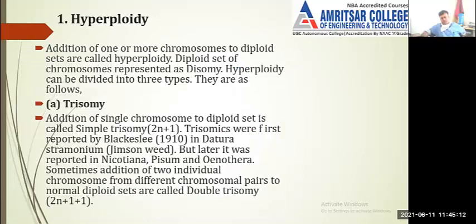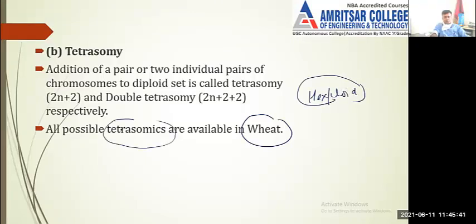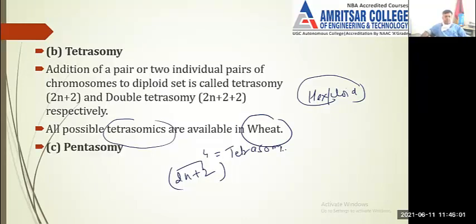So what is hyperploidy? Already I have told you, additional number of chromosomes, one or more, like trisomy, double trisomy, tetrasomy, 2n plus 2. Tetrasomy is very popular in wheat. What kind of wheat are we eating? Hexaploid. But this is derived from tetrasomics. Tetrasomic means 2n plus 2, total becomes 4, tetra. Pentasomy means 2n plus 3. That's it.